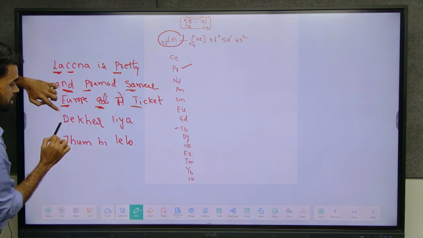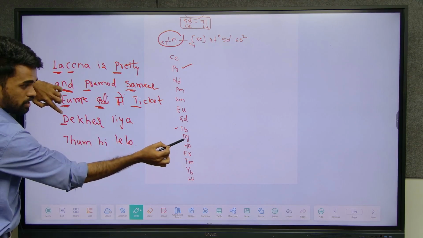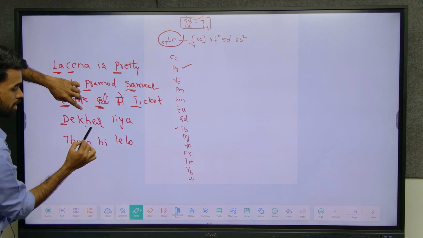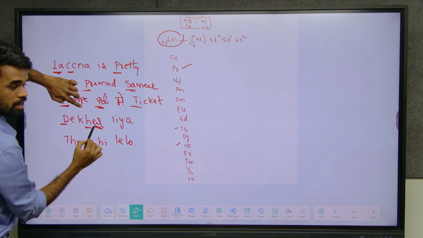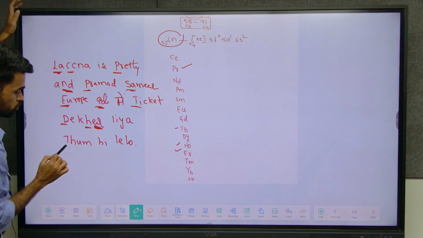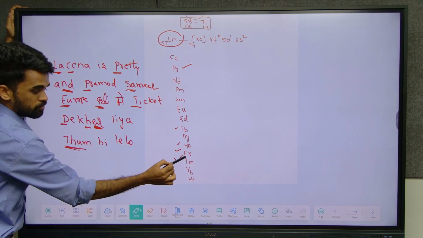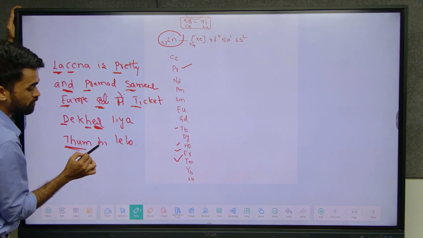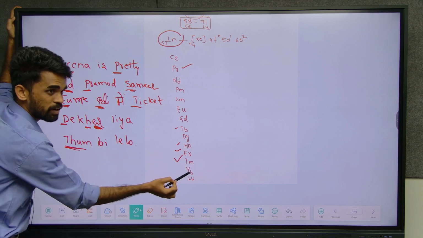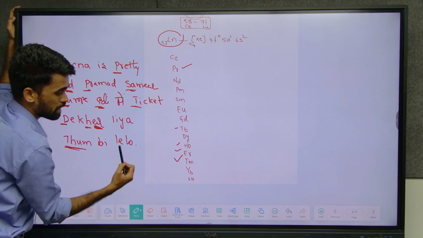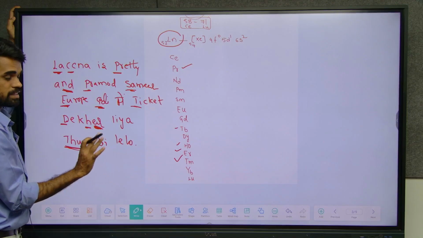Next, Decker, dysprosium. Next, here itself H is there now, holmium. Next, erbium. Next, thulium. B here we have, it is YB. Here we are writing it as B, that is YB. Okay, and last one, lutetium. Like this you can remember.